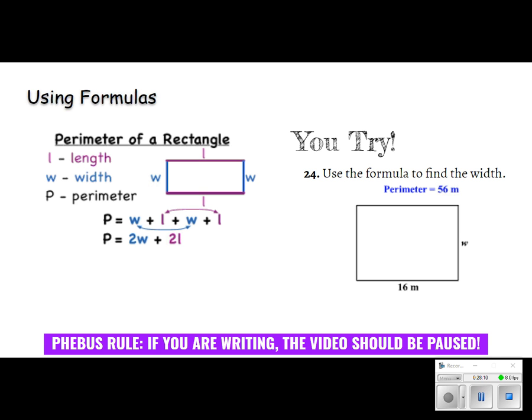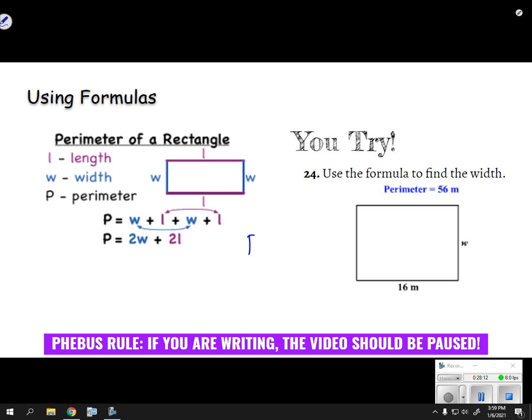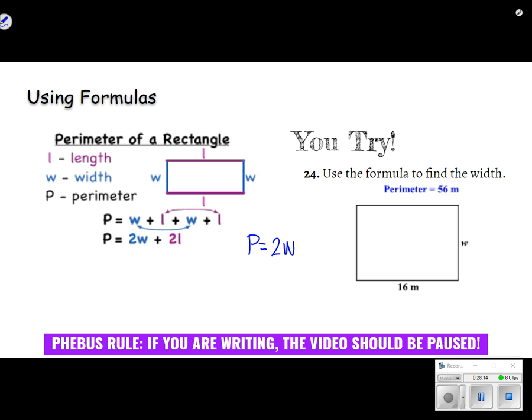All right, you're back. So let's use this: P equals 2W plus 2L. I like to use uppercase L. So I'm going to plug in what I know. I know 56 is the perimeter. Units aren't very helpful at this point in time, so you might not need them. I don't know W, but I do know L. 2 times 16, so we're going to do 2 times 16 and get 32. And then we're going to work on solving for W.